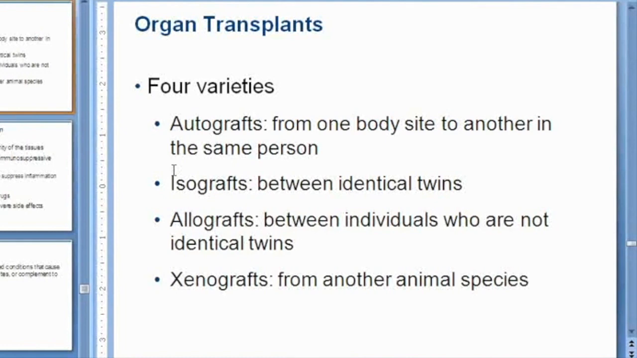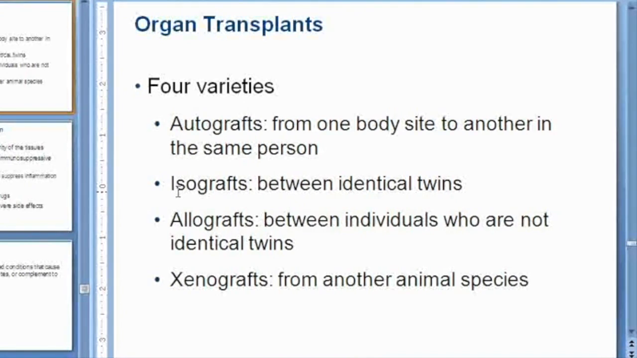An allograft is between any 2 people. You would need to be on anti-rejection medication for the rest of your life. Between any 2 people that are not identical twins. But that's kind of understood, just between 2 people that aren't identical twins. Because if you're an identical twin, it's called an isograft. And a xenograft is when we get a graft from a non-human.